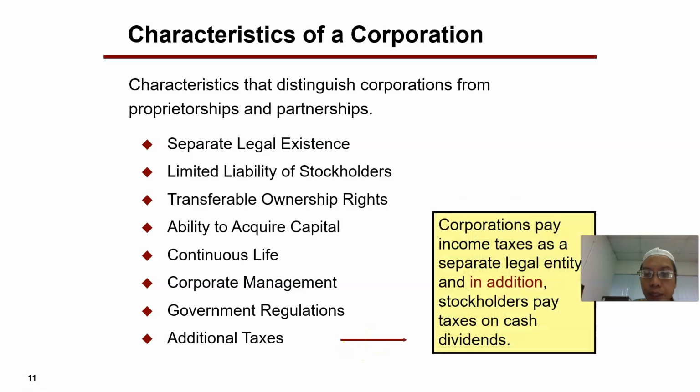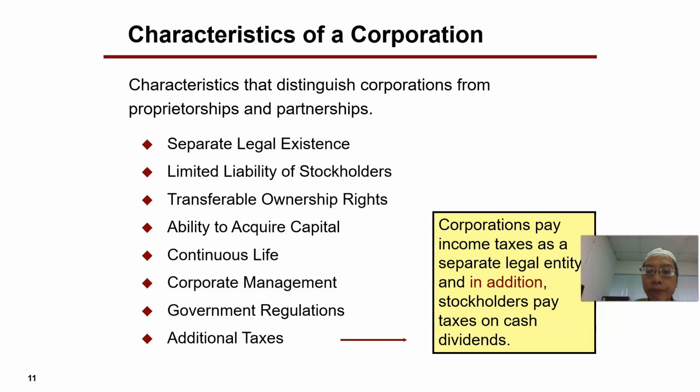Corporations pay income taxes as a separate legal entity. In addition, stockholders pay taxes on cash dividends. In other words, you can say that there's a double tax there, because in sole proprietorship as well as partnership, the business does not need to pay tax, okay, but the income of the owners generated from the business will be taxed. So as if the owners will be taxed only once.